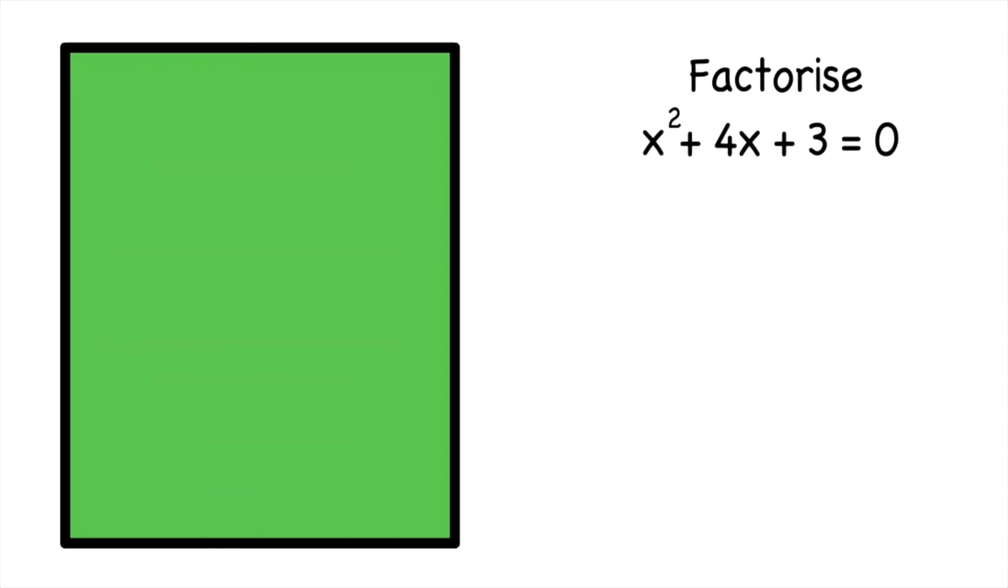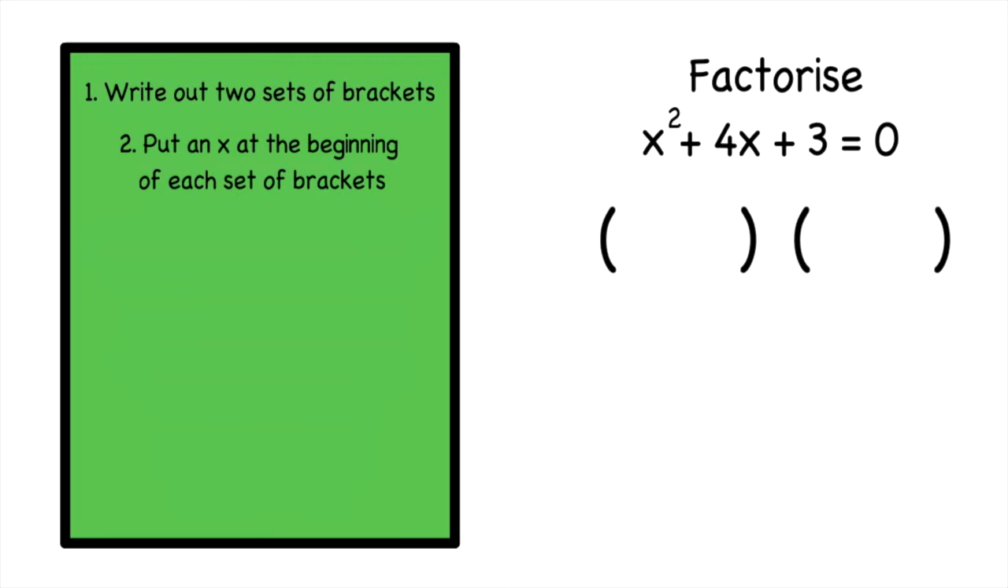Here I'm being asked to factorise x squared plus 4x plus 3 equals 0. In order to factorise this, the first thing I always need to do is write out two sets of brackets. Next, I'm going to put an x at the beginning of each set of those brackets.